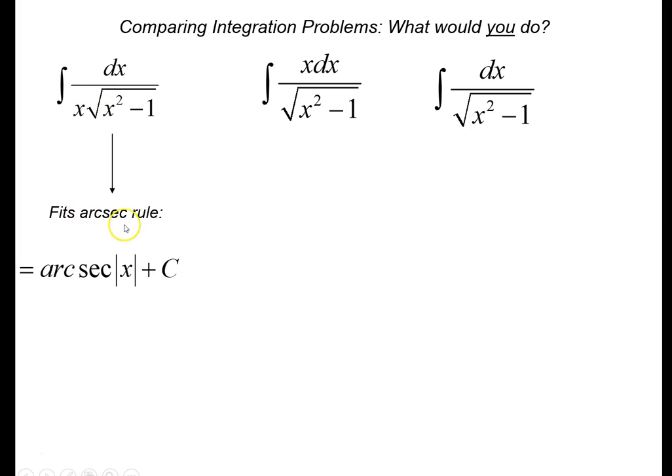Let's go back to the first one. It fits the arcsecant rule directly. A is 1. X squared minus 1 gives me 1 over a. Of course, a is 1. Arcsecant of the absolute value of x over 1 plus c. That's directly from the rule.